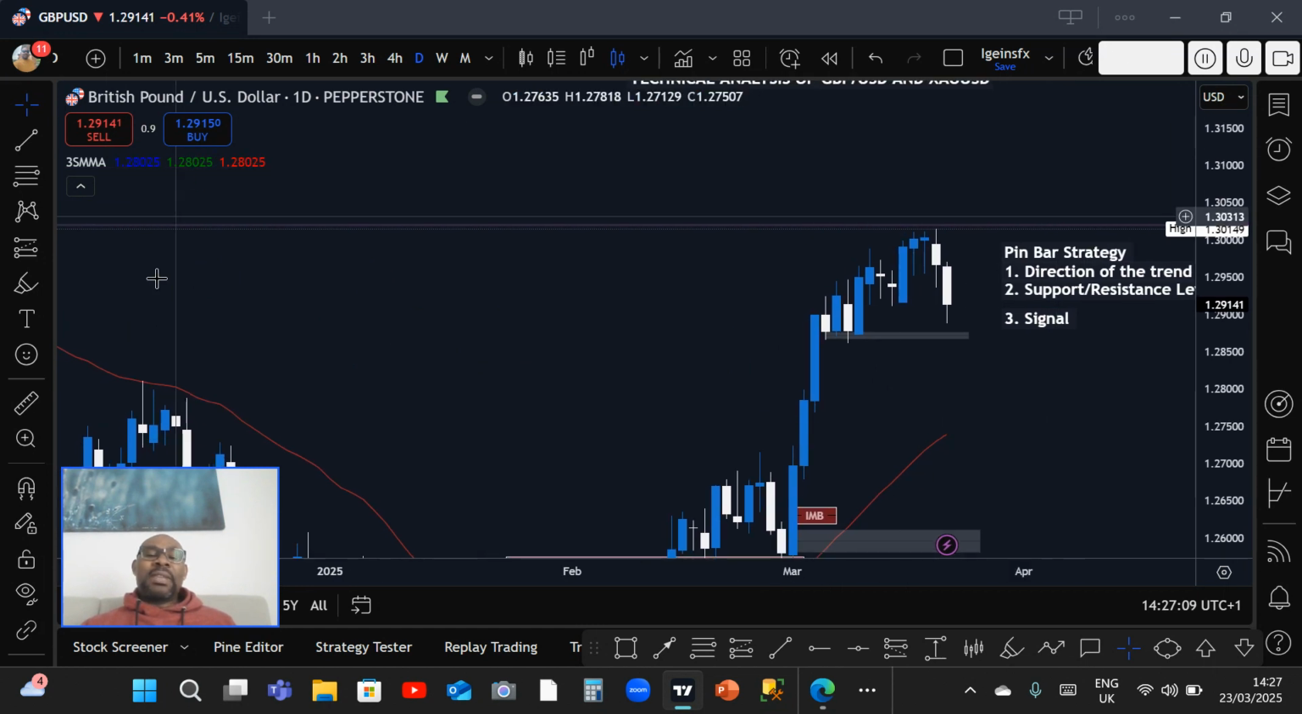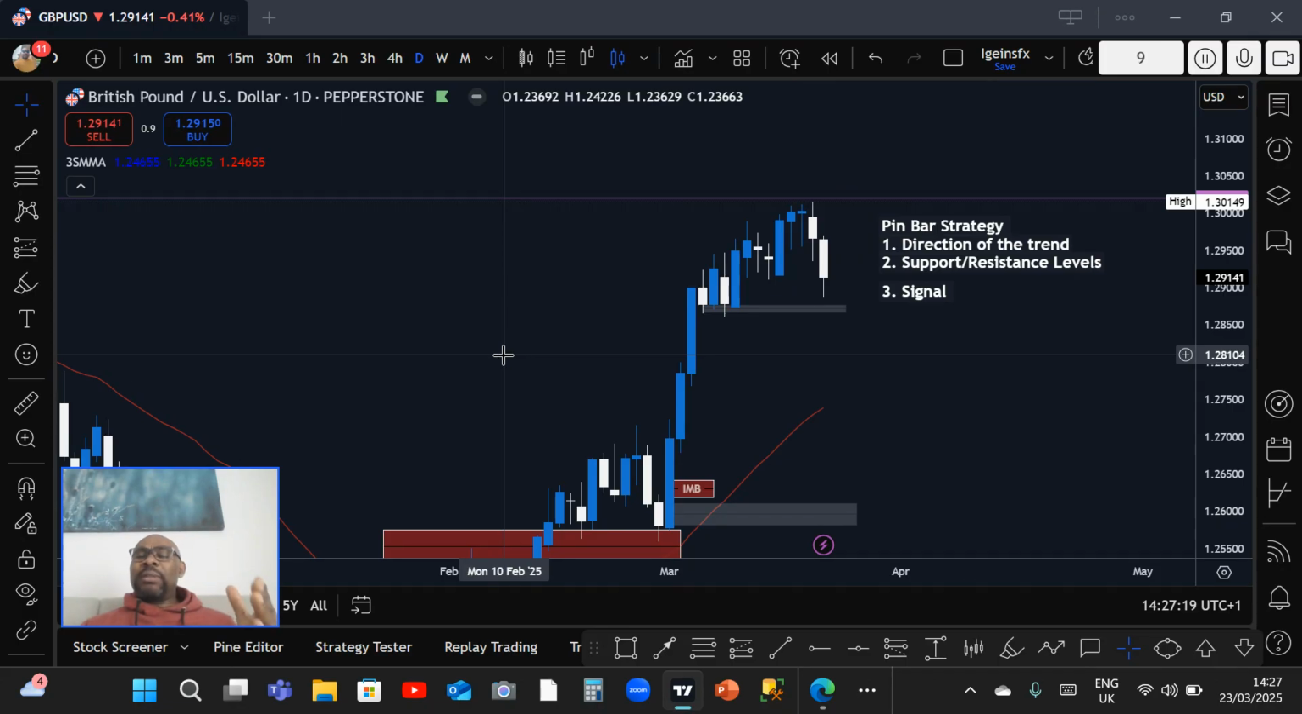It's the same thing when price gets to a resistance level and you see a pin bar, it tells you that sellers are ready to sell the market. So when you want to trade pin bar, make sure you trade pin bar based on a good level signal.